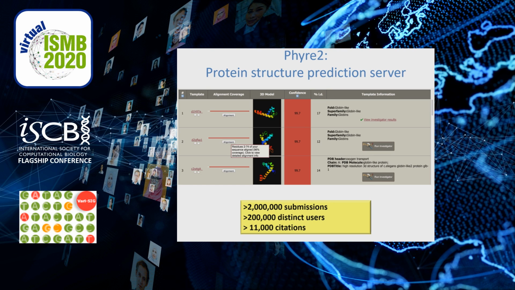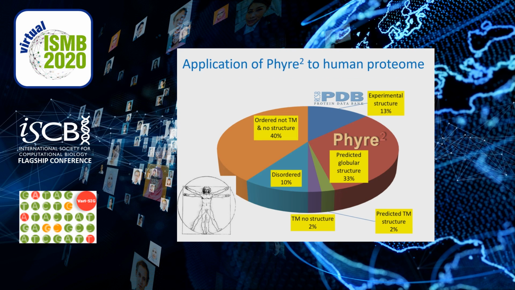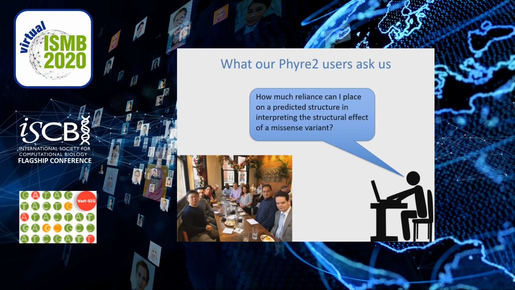Phyre protein structure prediction server, which has over 11,000 citations and more than 2 million submissions. When applied to the residues in the human proteome, we see that experimental PDB structures would cover 13%. However, predicted structures add an additional 33%, and so in total one would be able to get just under half of the human proteome from globular proteins, predicted and experimental.